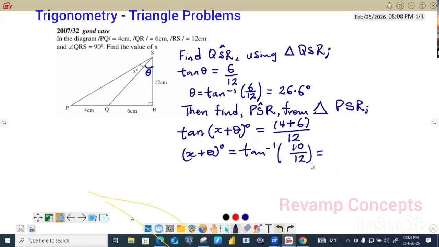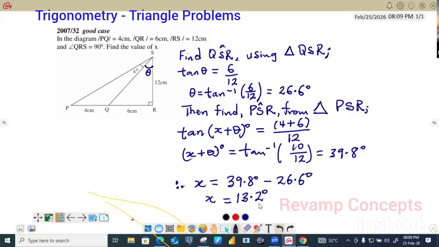And that gives us tan inverse of 10 divided by 12, which is 39.8 degrees. Therefore, X will be equal to 39.8 degrees minus 26.6 degrees, and that will be equal to 13.2 degrees. So that is the answer for that.